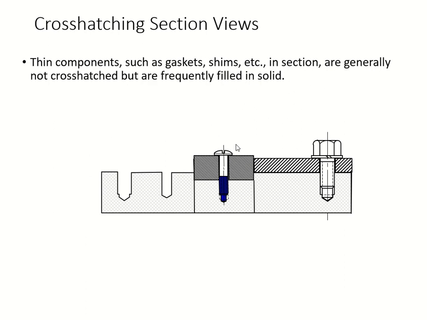The next one is still on thin components, like your gaskets and shims. Gaskets are just like washers, and you can see a whole bunch of them in your car. When you go for maintenance, you can ask your maintenance technician to show you some gaskets in there. What do we do in drawing? We just fill them in solid.